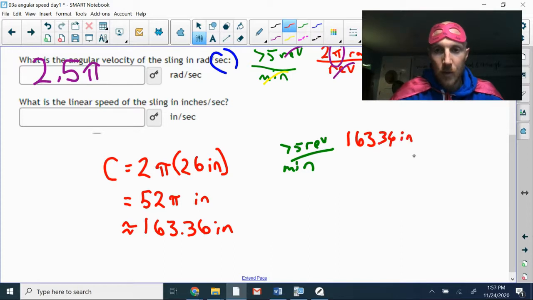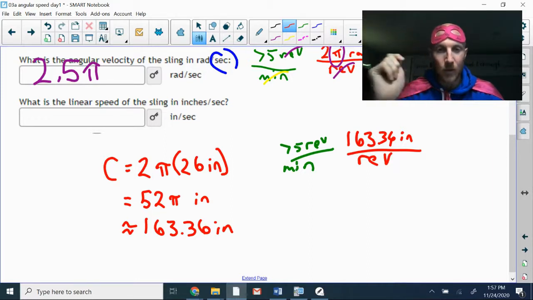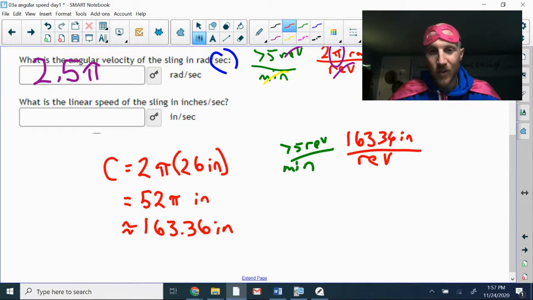163.36 inches per revolution. Every time that sling makes one complete circle, it has traveled 163.36 inches. So far, these green revolutions and these red revolutions cancel each other, and I'm left with inches on the top and minutes on the bottom. That's not what I want. I'm supposed to get seconds. And so I'm going to have to add one more conversion factor. It's the same one that I used last time, so 1 minute is 60 seconds.